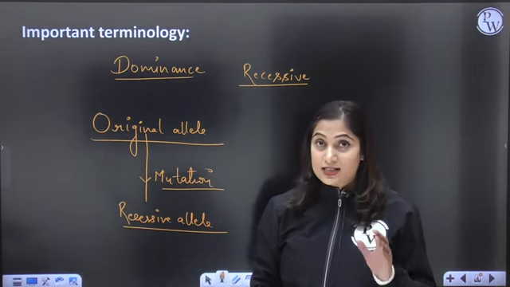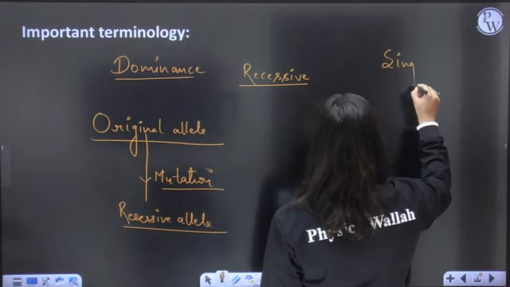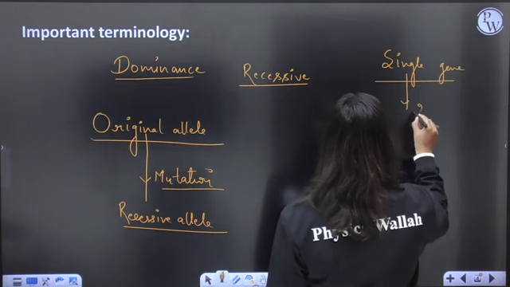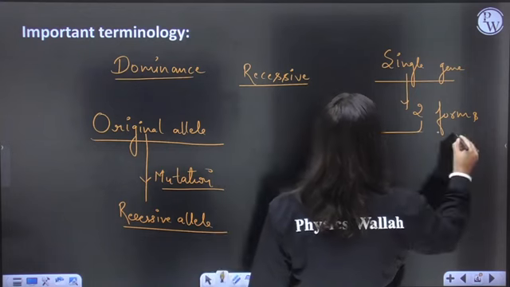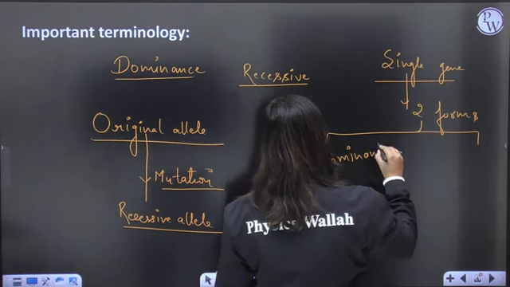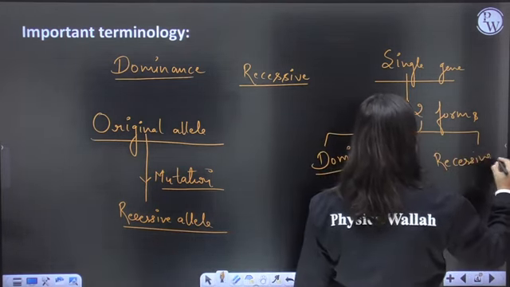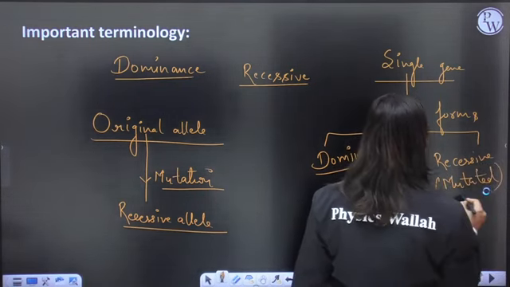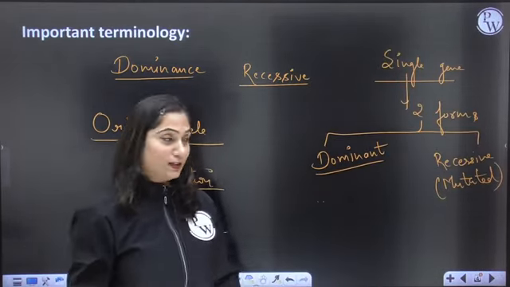So what we understand here is that a single gene can have two forms. One form is called the dominant form and the other form is the recessive form. And the recessive form is generally the mutated form of the original allele.